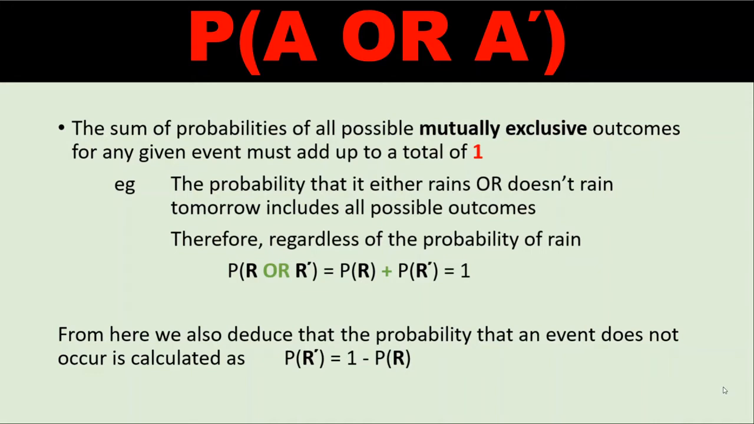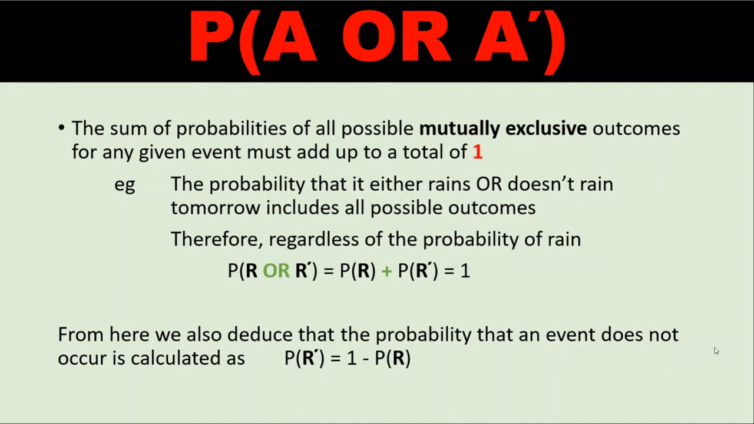Hopefully you're familiar with this notation. This big A here is some outcome, whereas this A with this little line up the top is not A. This is the event that anything but A happens. So I've used the same notation down here, R being the outcome that it rains, and R with this little line being the outcome that it does not rain.